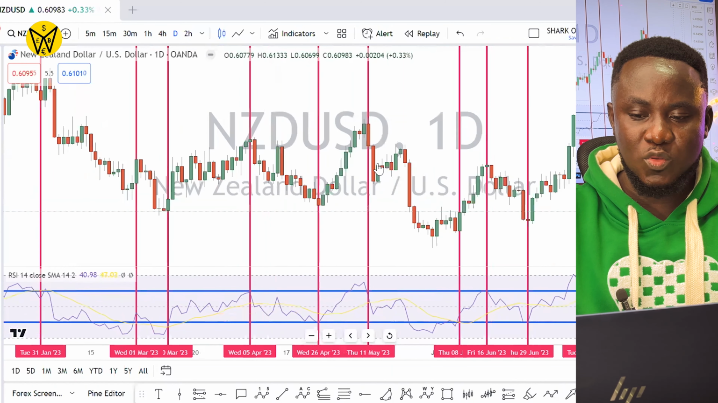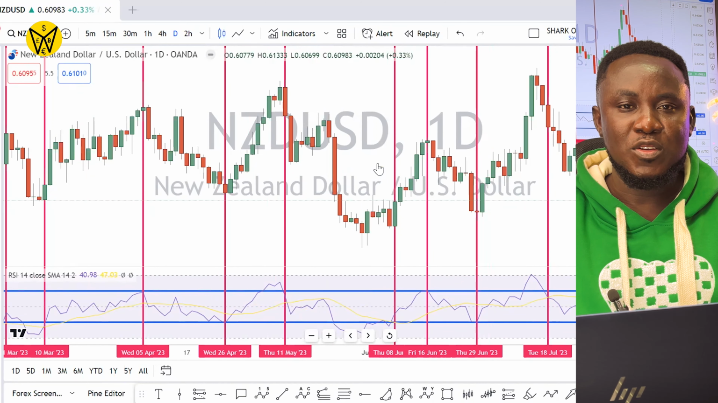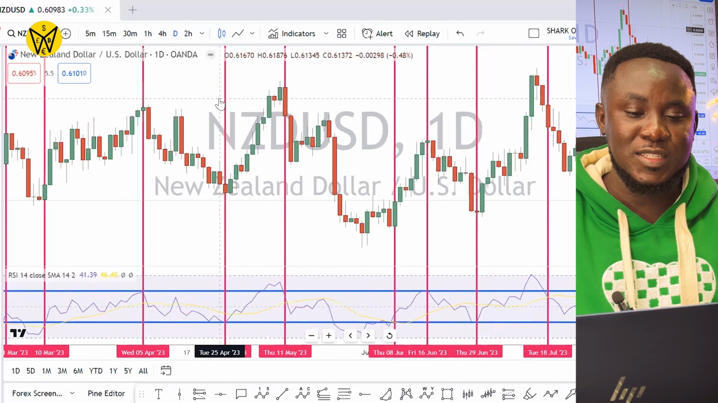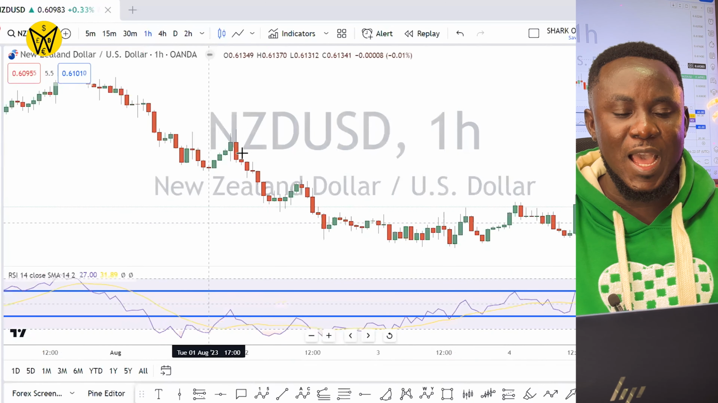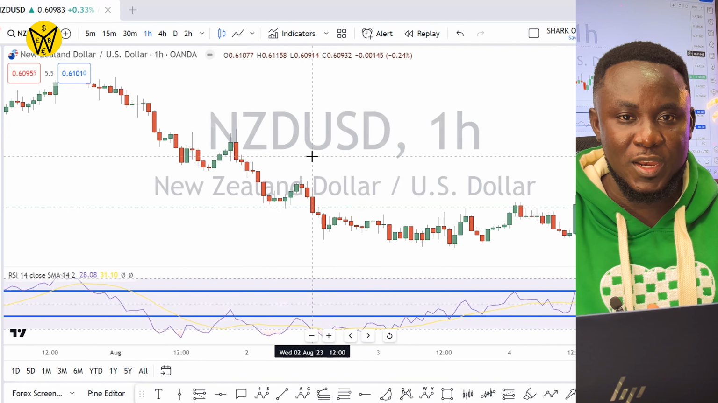Now, this is what you need to do on the daily time frame. So after this, you move all the way to the 1 hour time frame. I told you that on the 1 hour time frame, you need either the 100 moving average or the break of dynamic trend line.